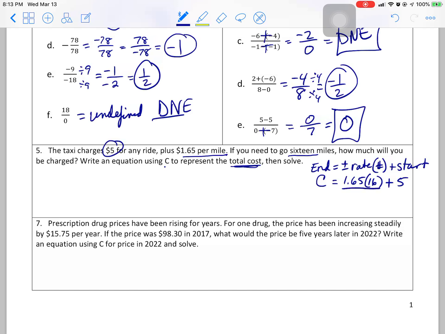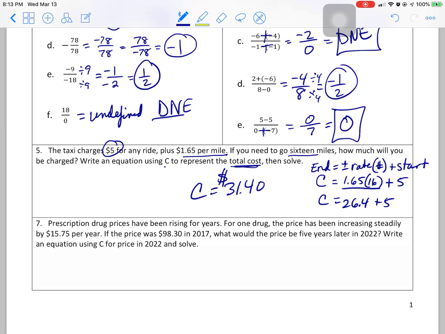So if you put that in your calculator, you're going to get 26.4 plus 5. So C, or the total cost, is $31.40. Because it's dollars, I would round to the cent. It didn't really say, but I feel comfortable doing that.